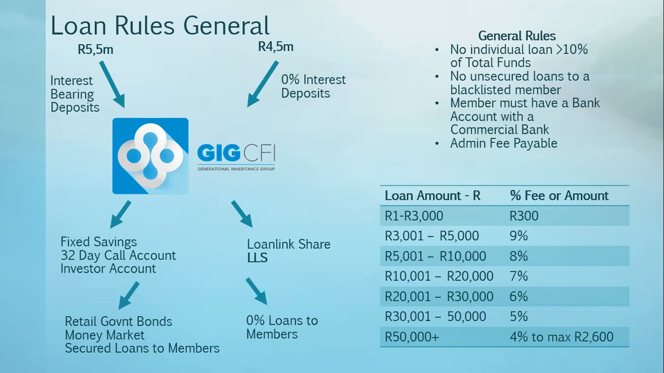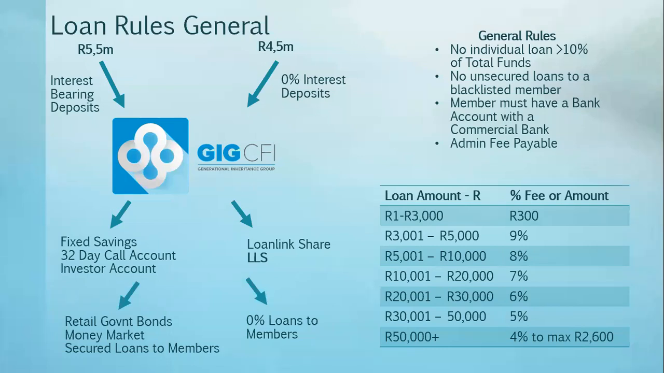Then as the amount increases, 3,000 to 5,000 is then a percentage of the loan. Once off 9%, 5 to 10,000, 8%, 10 to 20,000, 7%, 20 to 30,000, 6%, 30 to 50,000, 5%, and 50,000 up will then be 4% to a maximum of 2,600.